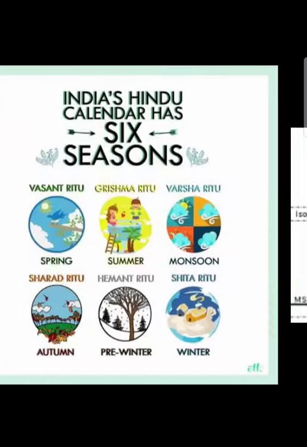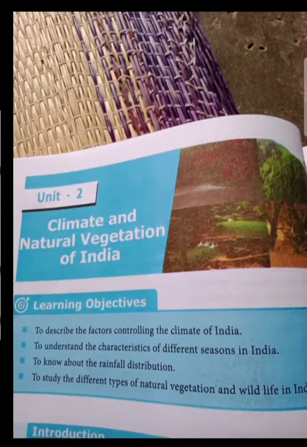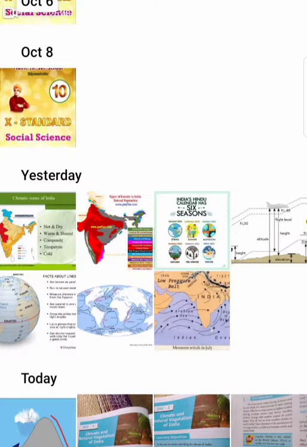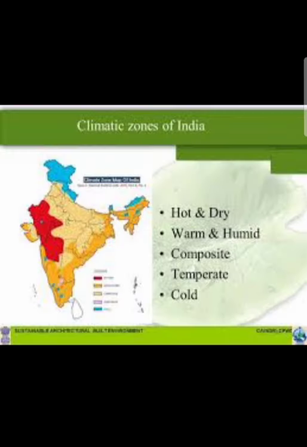We are moving to the learning objectives: to describe the factors controlling the climate of India, maybe latitude, altitude, distance from sea, and monsoon winds, relief, jet streams. These are some of the factors affecting the climate of India.